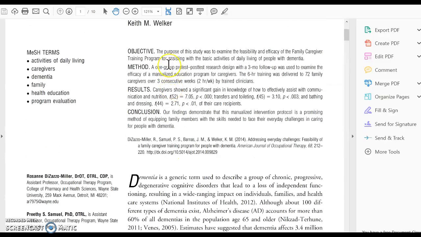The purpose of this study was to examine the feasibility and efficacy of the family caregiver training program for assisting with the basic activities of daily living of people with dementia. They used a one-group pre-test, post-test research design with a 3-month follow-up used to examine the efficacy of a manualized education program for caregivers. Okay?